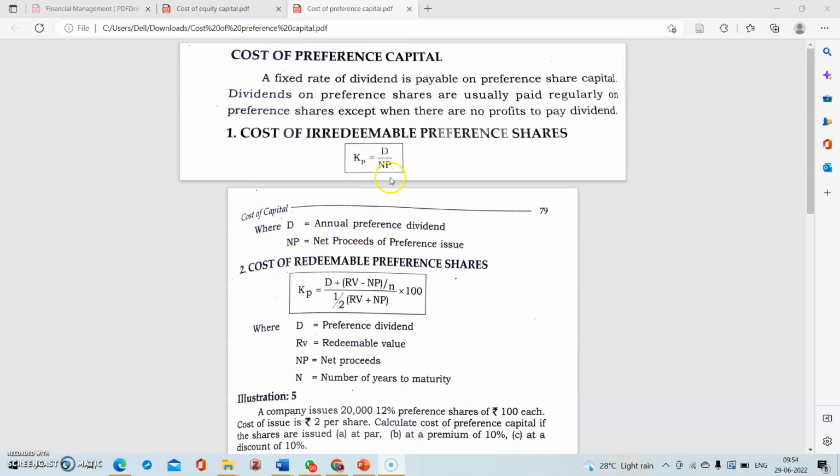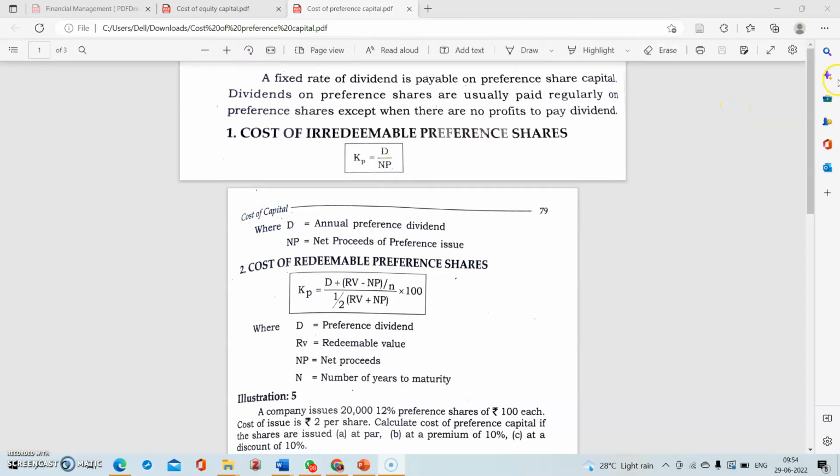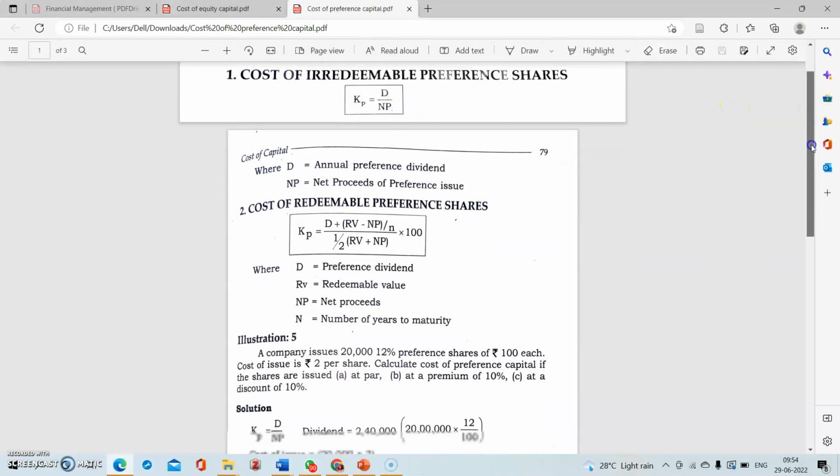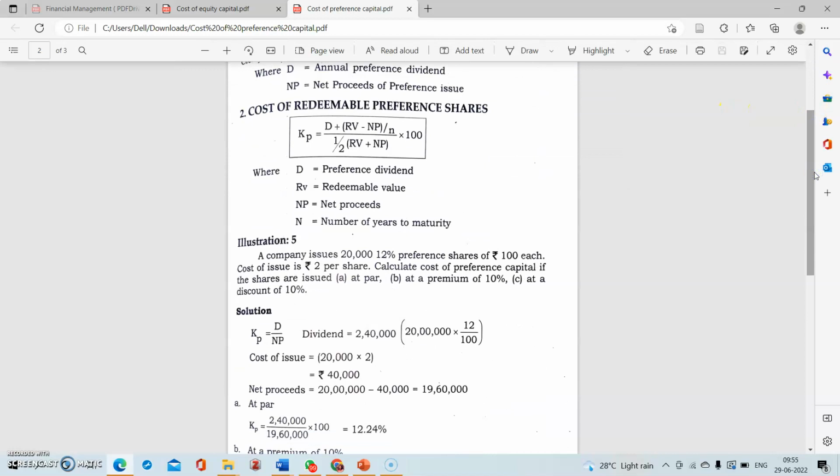So here it is quite simple. That is D by NP. Just divide dividend by net proceeds. So what you give out, that is dividend, you divide by net proceeds, and you will get the cost of irredeemable preference shares. You will get it as a ratio, and you can multiply with 100 and you will get it as a percentage.